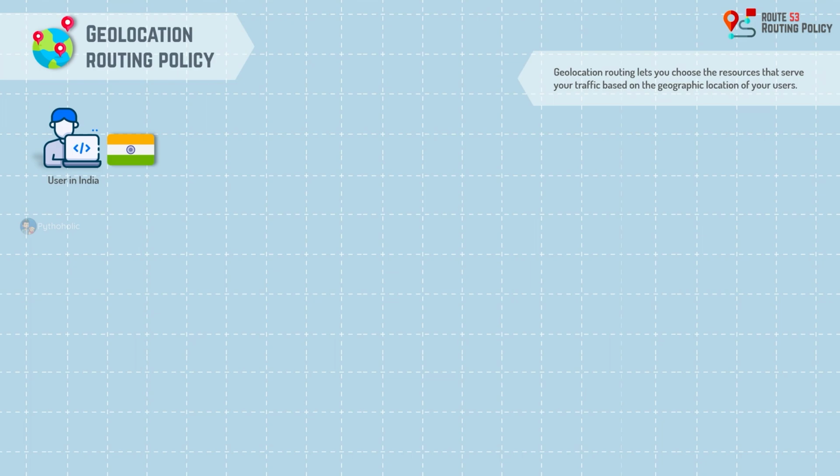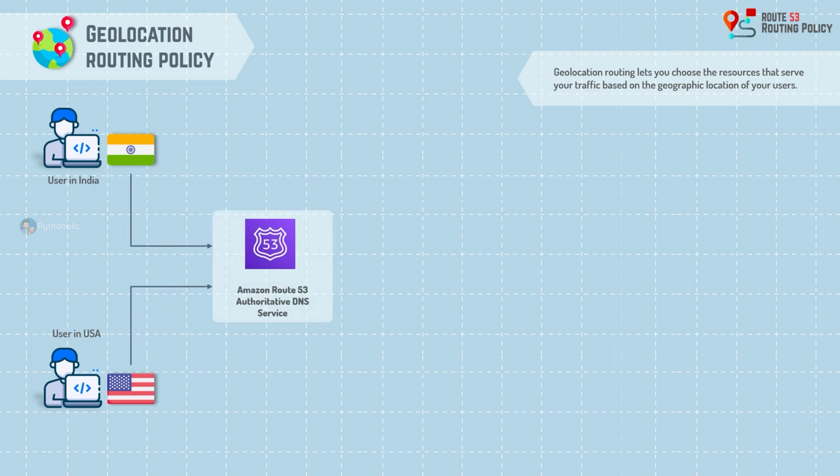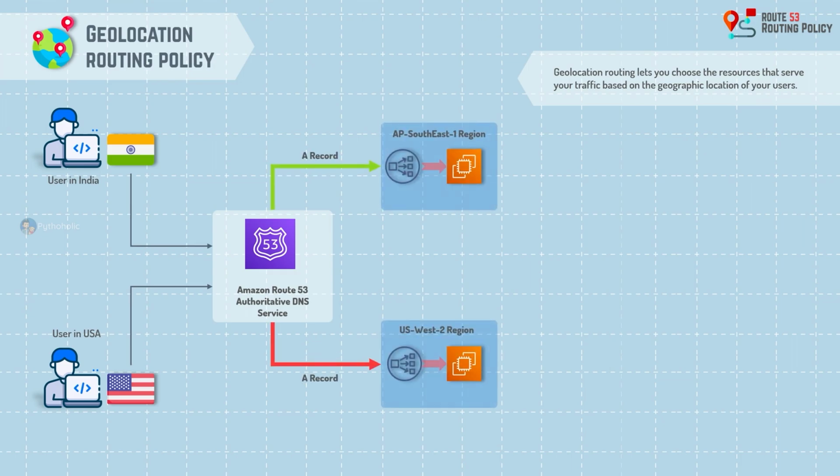So here we have a user in India and another user in US. Here we create a record for the instance at AP South 1 region and another one at US West 2 region.